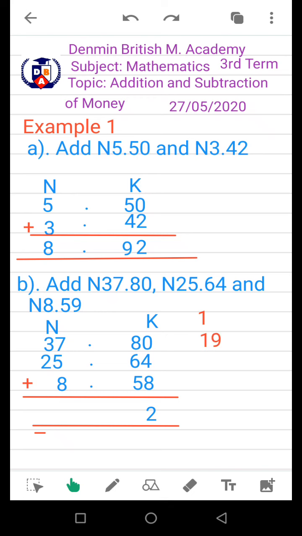Good. Let's go a little bit faster. Then 8 plus 6 plus 5, what I have is 19. 19 plus the one I carried is going to give me 20. So what that means is that I'm going to put 0 here and carry 2. This is the 2 I carry.